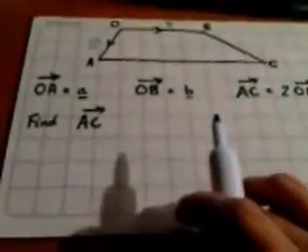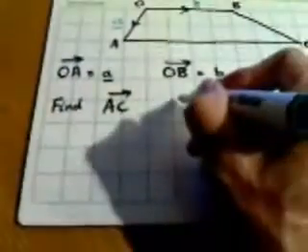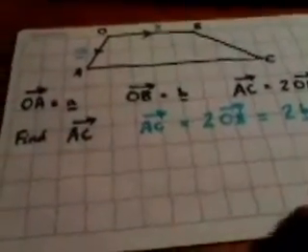Now the first thing we're asked to work out is what the vector that takes us from A to C is. Well, A to C is twice the vector that takes us from O to B, and very simply the vector that takes us from O to B is B, so therefore A to C must be twice the vector B. Basically a movement in the same direction, in this case parallel, and it's twice the distance.